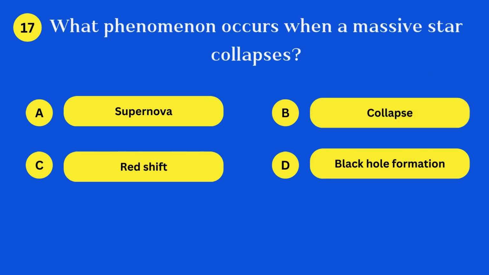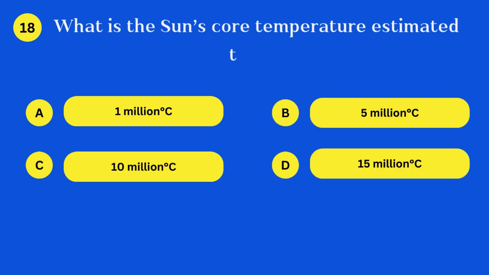A. Supernova. B. Collapse. C. Red shift. D. Black hole formation. Answer is D. Black hole formation. What is the sun's core temperature estimated to be? A. 1 million degrees Celsius.